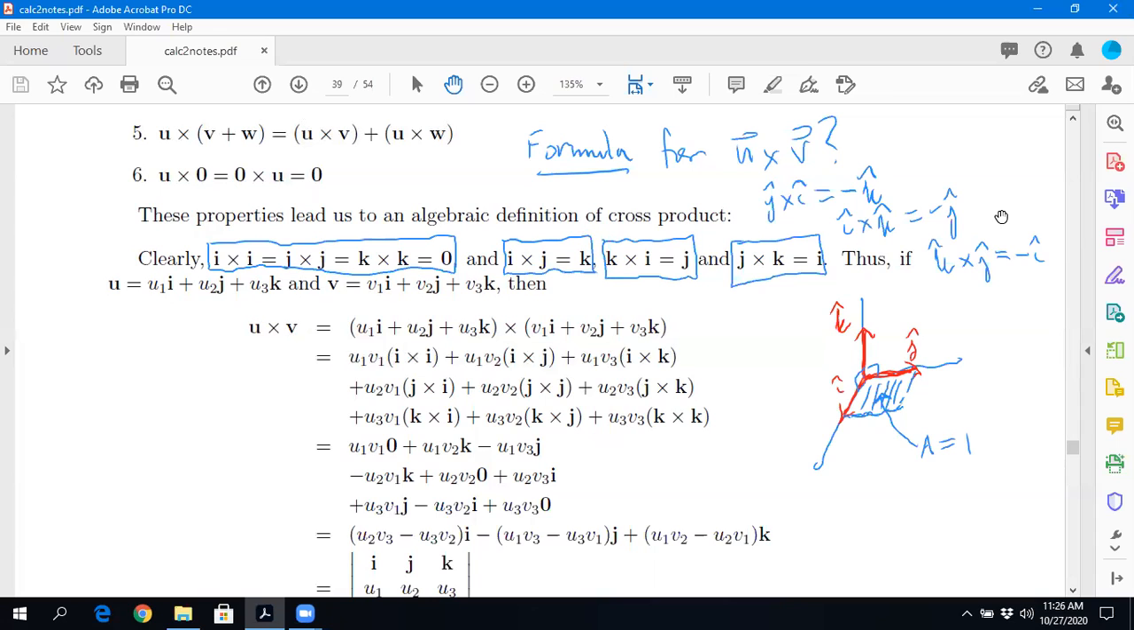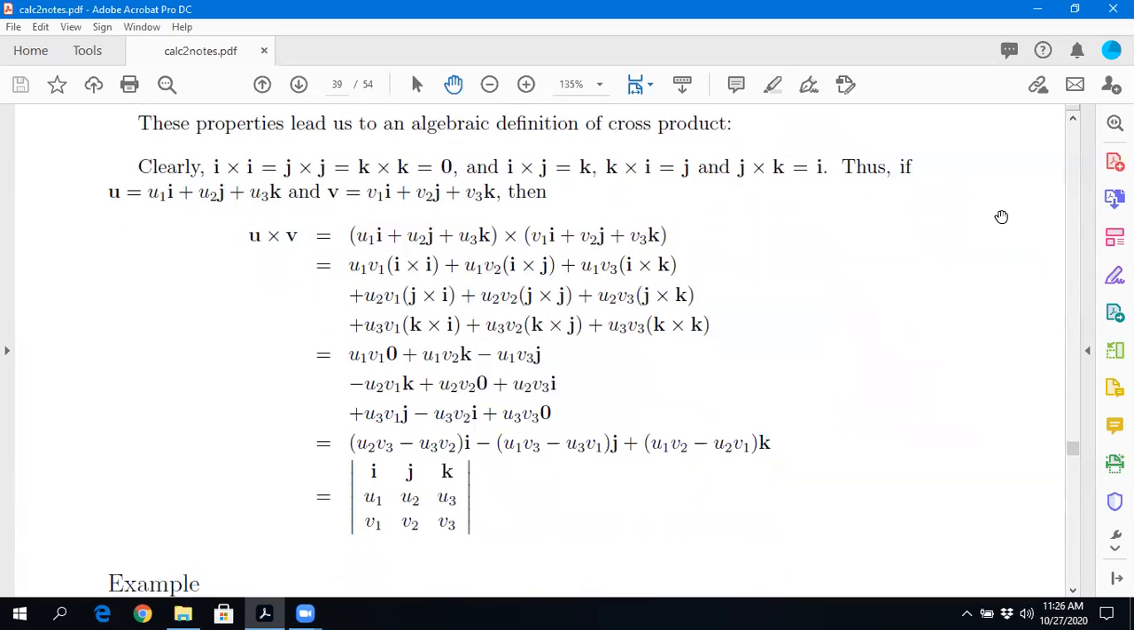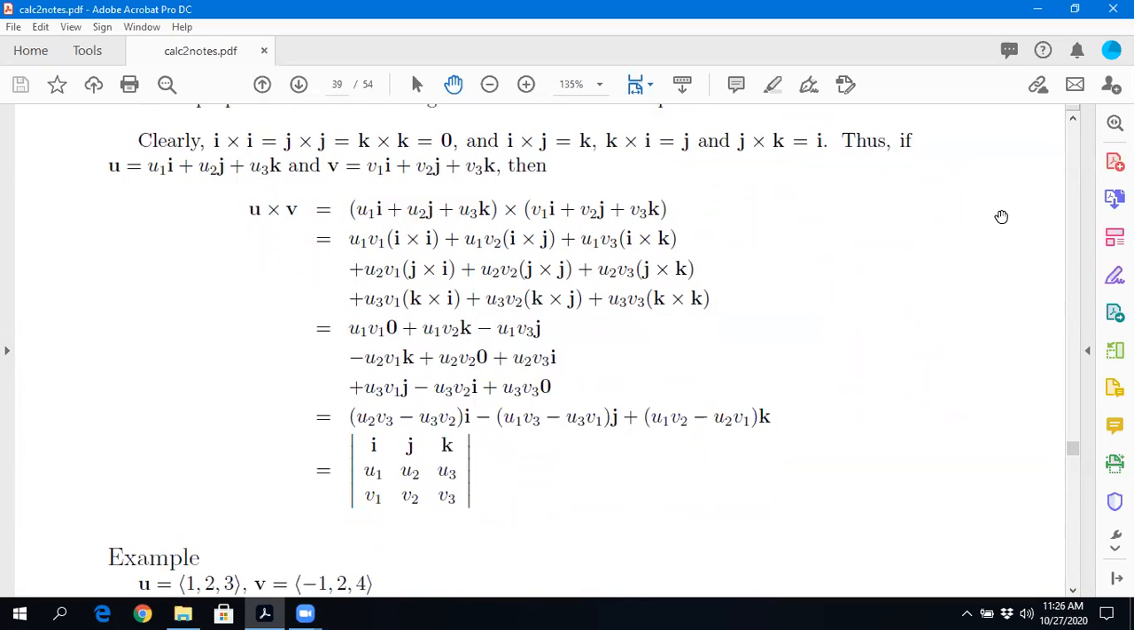So let's actually look at this little formula that we have down here. We're going to use all of the properties we just came up with. We have all these things that are true of the standard vectors, just thinking about the definition of the cross product. Now, what if I have a generic vector, u1i plus u2j plus u3k, crossed with the other thing? Then what you do is use the distributive law over and over again.